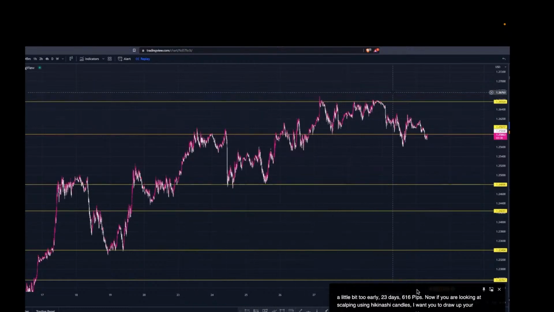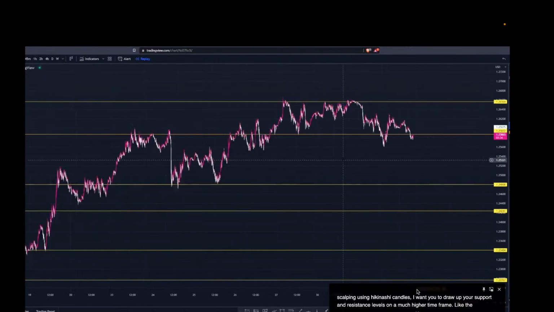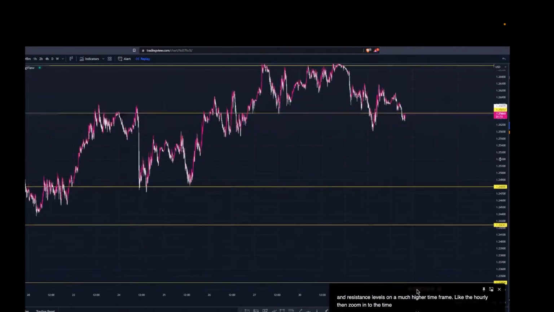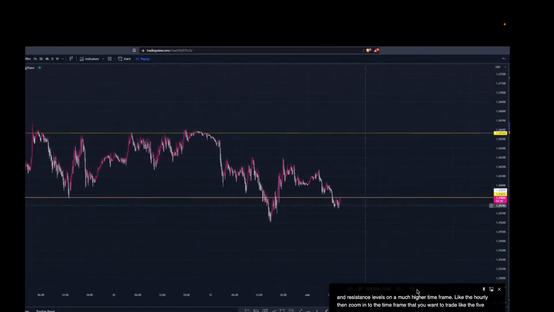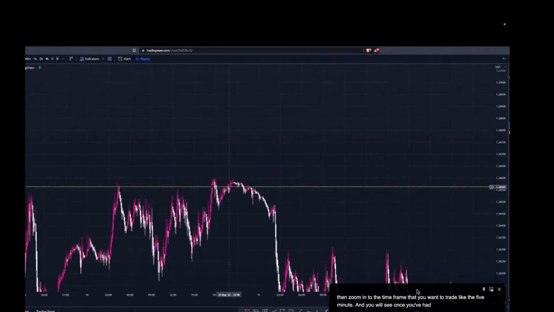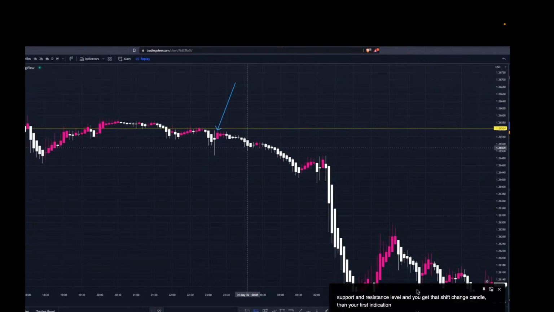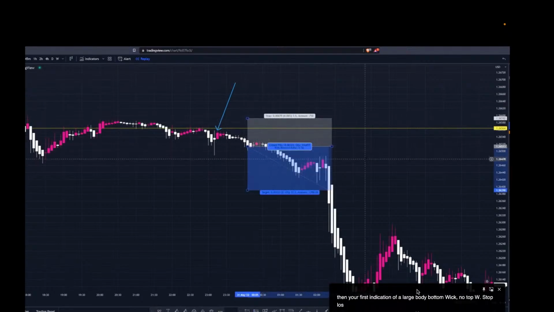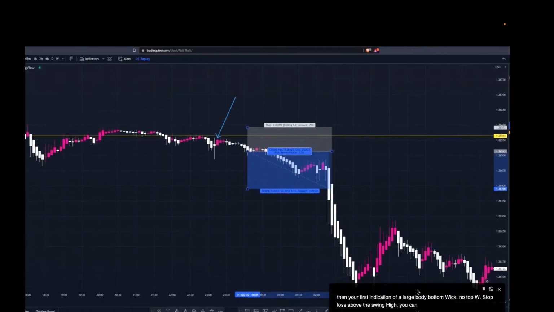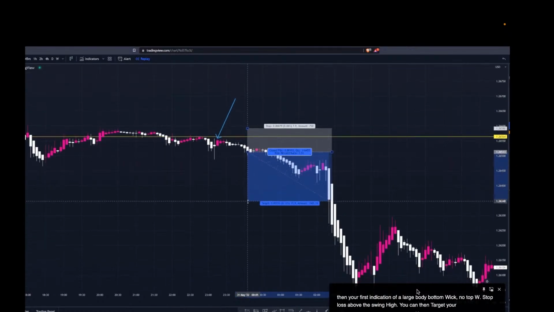Now, if you are looking at scalping using Heikin Ashi candles, I want you to draw up your support and resistance levels on a much higher time frame like the hourly, then zoom in to the time frame that you want to trade, like the 5-minute, and you will see once you've had multiple rejections off of a support and resistance level and you get that shift change candle, then your first indication of a large body, bottom wick, no top wick, stop loss above the swing high, you can then target your next zone.